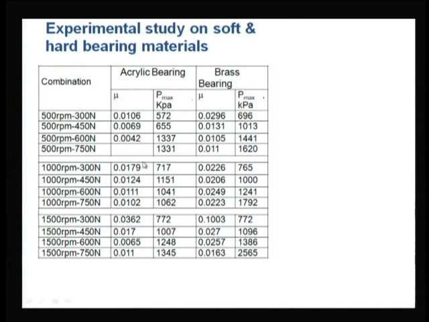Coefficient of friction is not a very dominating factor in this case, because it is happening at the decimal level. The second decimal is not very important. What is more important for us is to find out the maximum pressure. What we find for the maximum pressure in the first load and speed situation is around 572 kilopascal, while in the brass case this maximum pressure is 696 kilopascal.